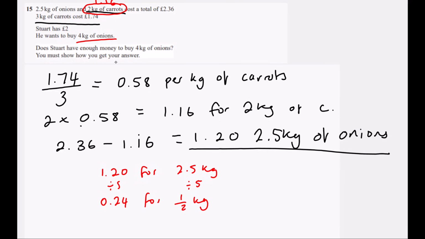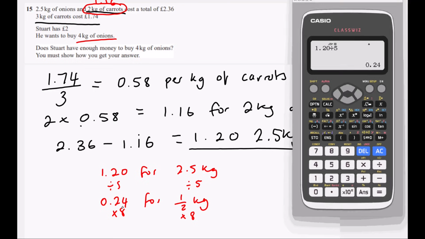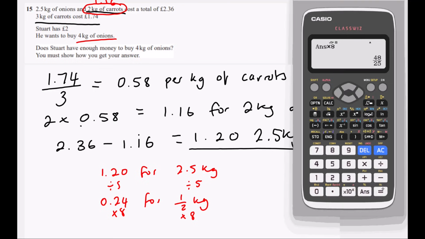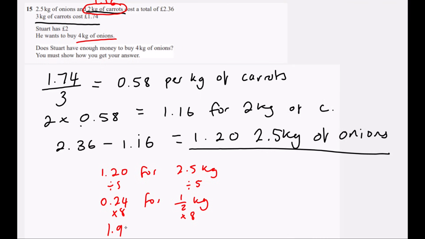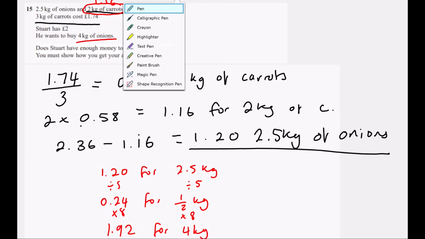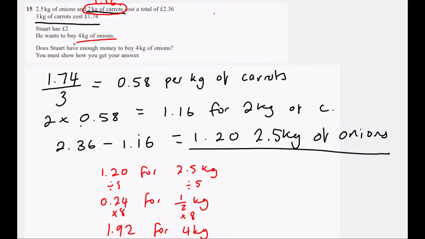If we want 4 kilograms, that's 8 halves. So times it by 8. 24p times 8 is £1.92. £1.92 for 4 kilograms. So does he have enough money? He's got £2. He needs £1.92. Yes. He has enough because he needs £1.92.